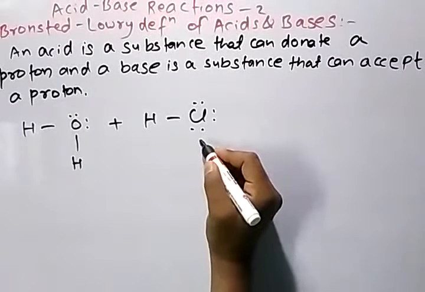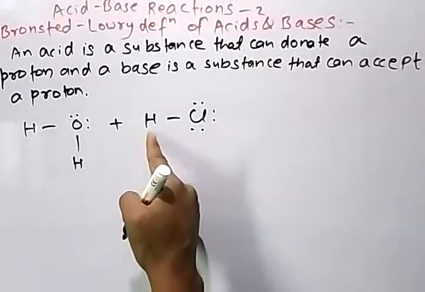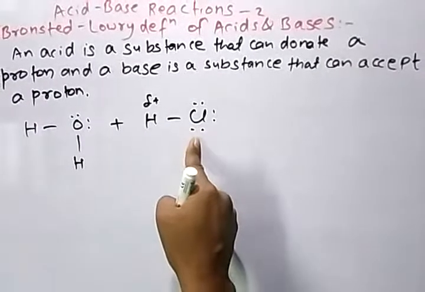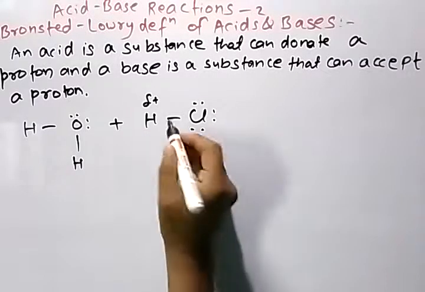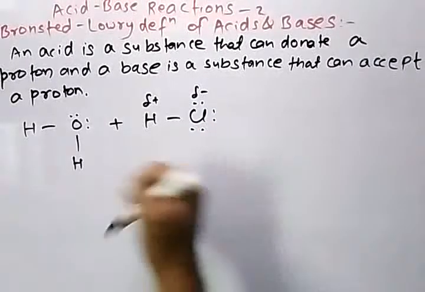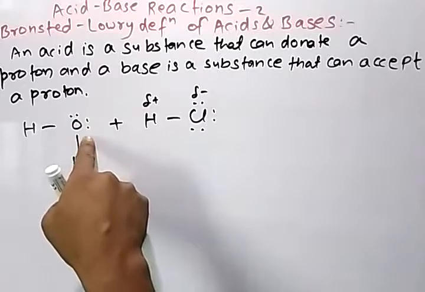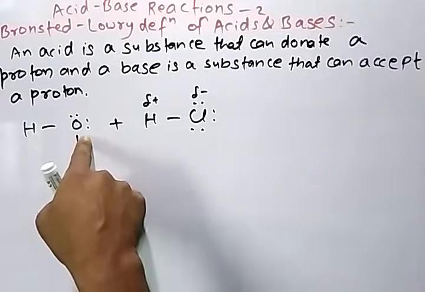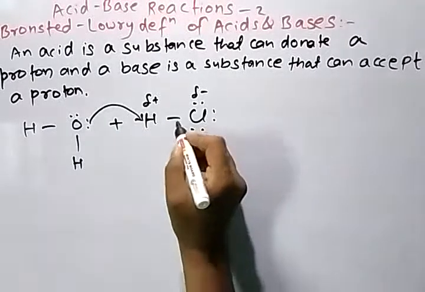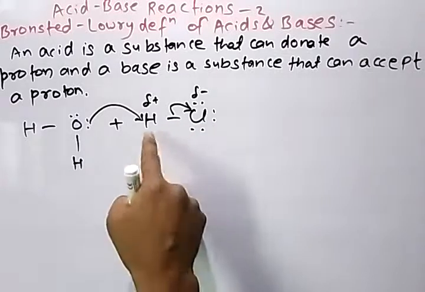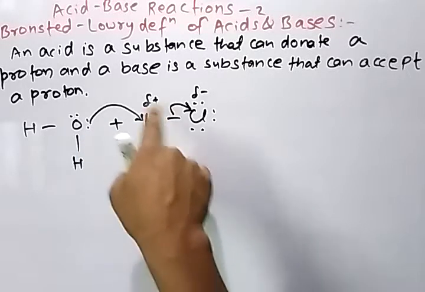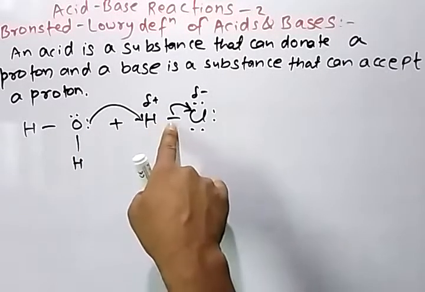The chlorine atom has 3 lone pairs. Now this hydrogen atom is partial positive because this chlorine is more electronegative, so it will pull some electron density of this bond towards itself and become partial negative. Now the lone pair of this water molecule attacks the hydrogen atom, and this bond has to break, because hydrogen cannot hold 2 plus 2, that is 4 electrons. Its duplet was already completed, so this bond has to break.